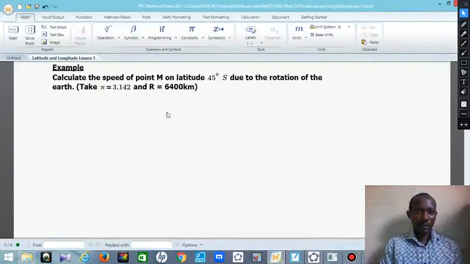The question says we should calculate the speed of point M on latitude 45 degrees south due to the rotation of the earth. See, this one is the earth they gave. The radius is given in bracket. Take pi as 3.142, take radius as 6,400. But what they want you to find is the speed of this point M, standing on latitude 45 degrees south.